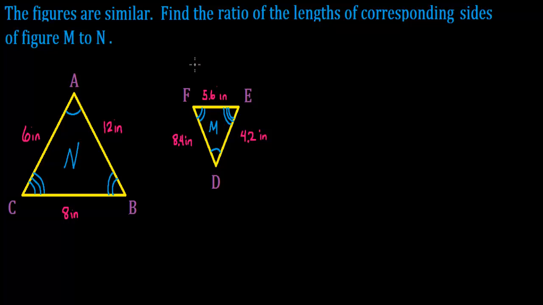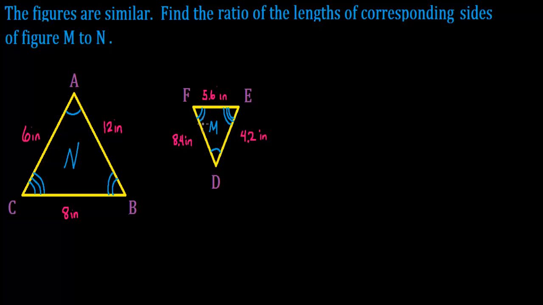This is an example on similar figures. Find the ratio of the lengths of corresponding sides of figure M to N. What these instructions mean is that you have to find a ratio. A ratio means you're going to set up a fraction, and this fraction is made up of the lengths, or of these measures, of corresponding sides. Okay? And it has to be from figure M to N.